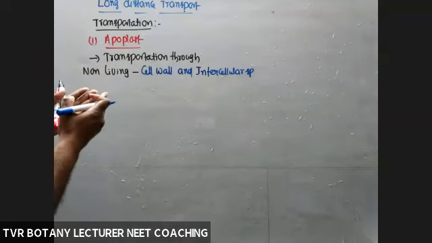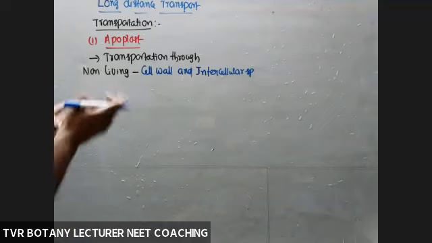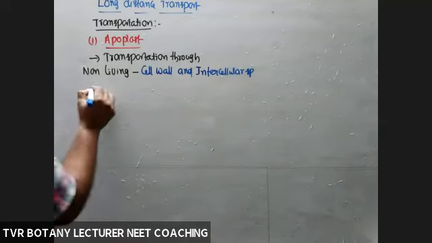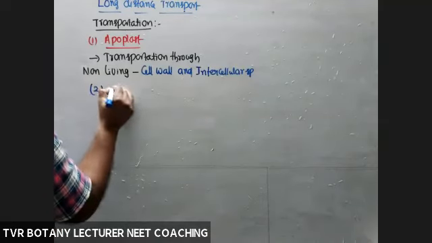Even though cell wall is a barrier, it provides free movement, permeable one only. Okay, so definitely apoplast is passive mechanism only. It is not active mechanism. Right? Next, second one, symplast.